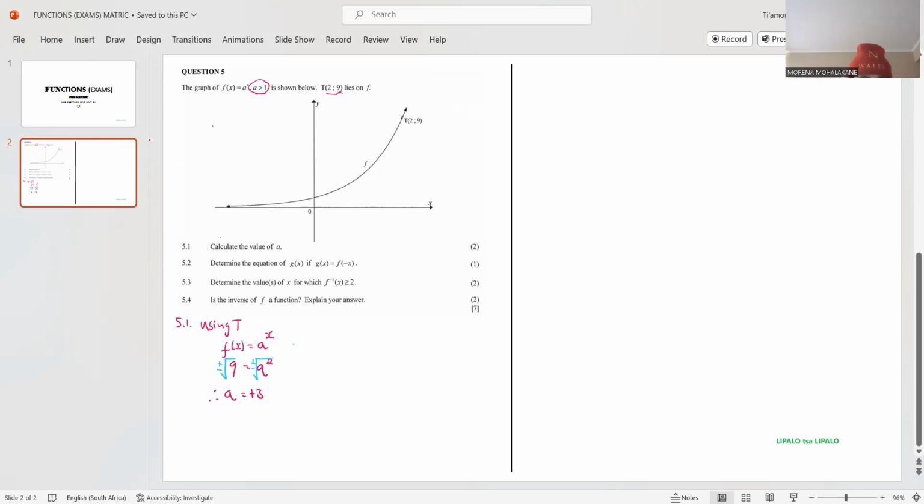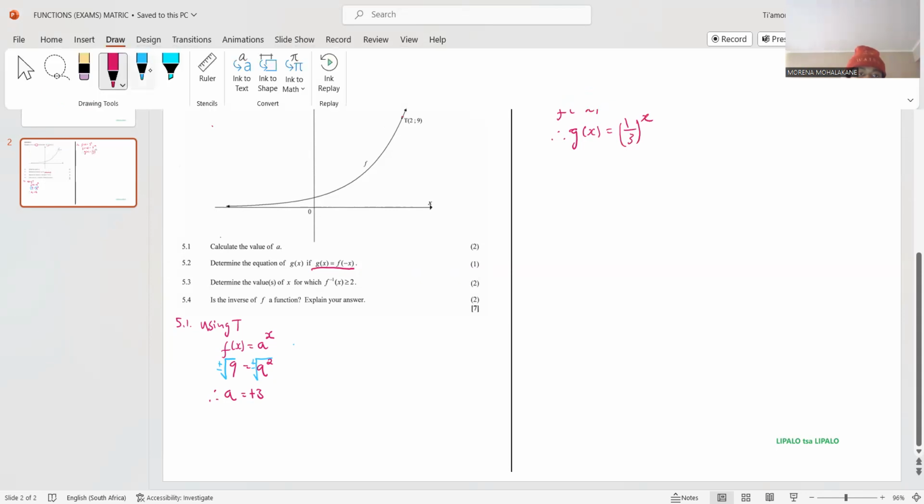So getting to the second question. Determine the equation of g if g is equal to f at negative x. So I know that f at x is equal to 3 exponent x. Now, f at negative x is going to be equal to 3 exponent negative x, right? So there's some things that I want to explain here. So you have, therefore, g of x is equal to 1 over 3 exponent x.